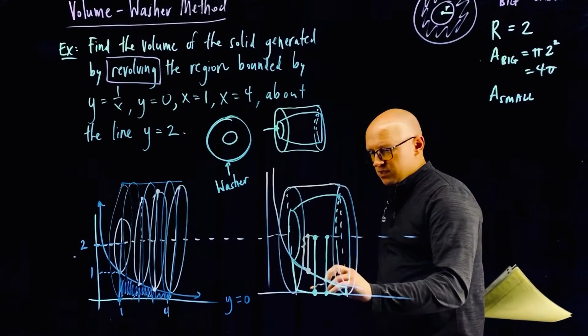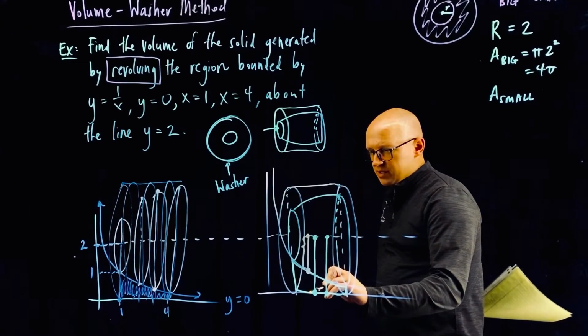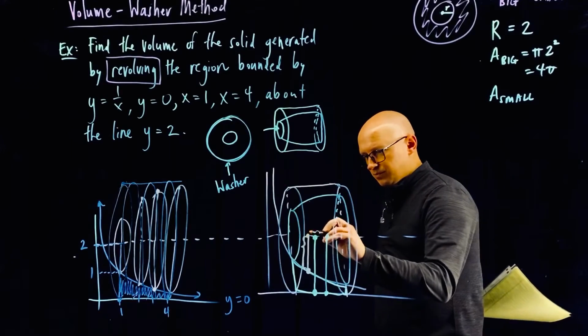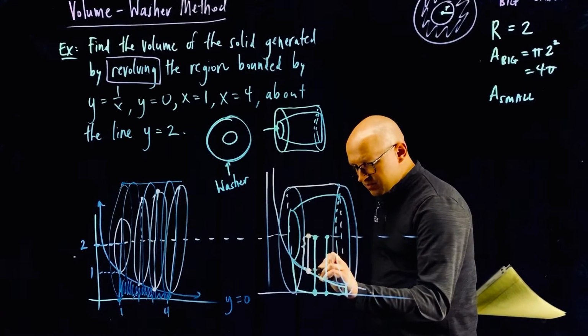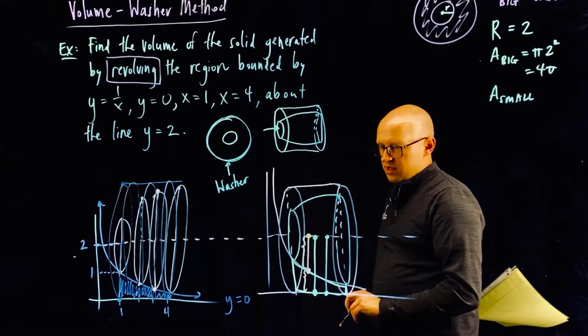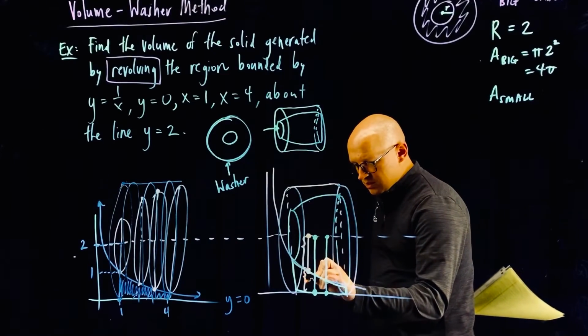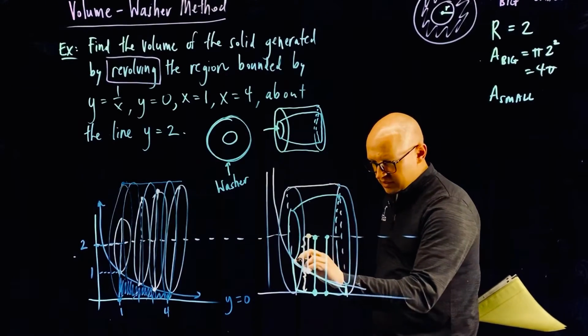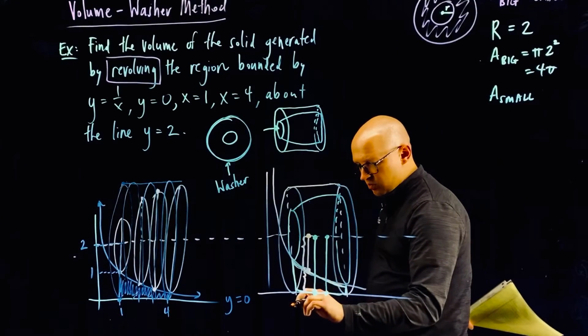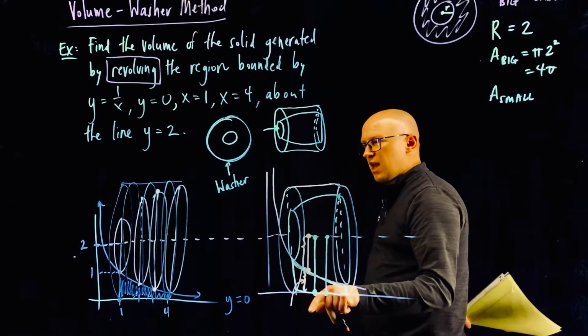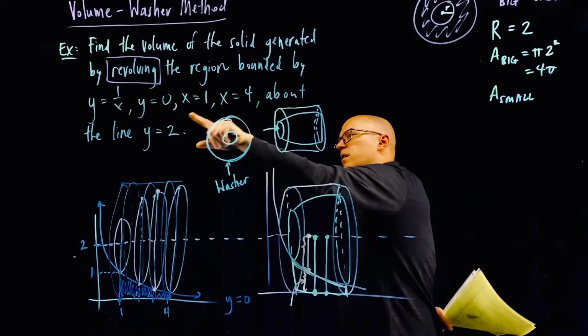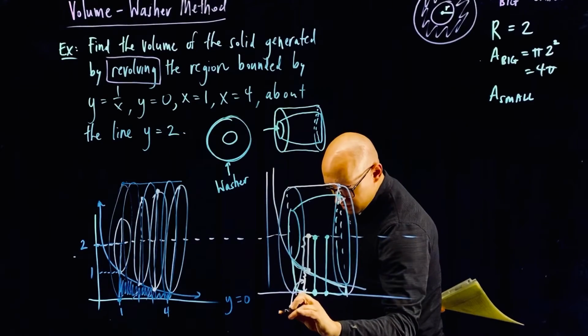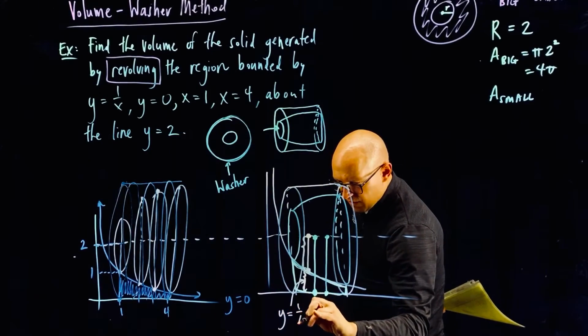What is that distance? Well, that distance I'm going to represent by going up to 2. And then I need to subtract away this right here. And what is this right here? Well, it's changing every time. And how is it changing? Well, this is a function. That function is my 1 over x. So this is going to be defined as 1 over x.